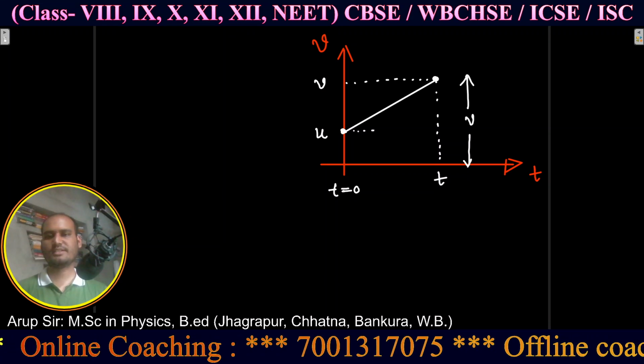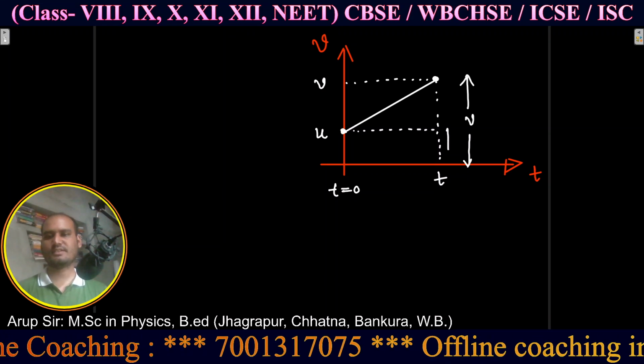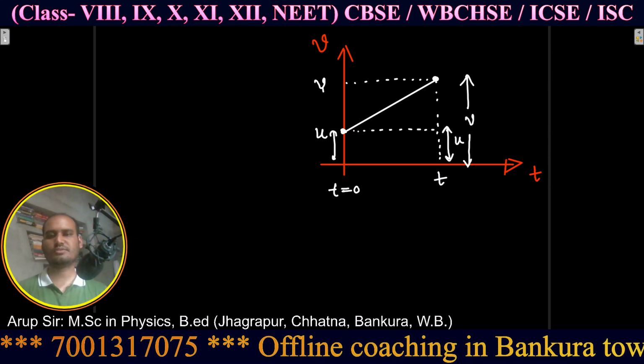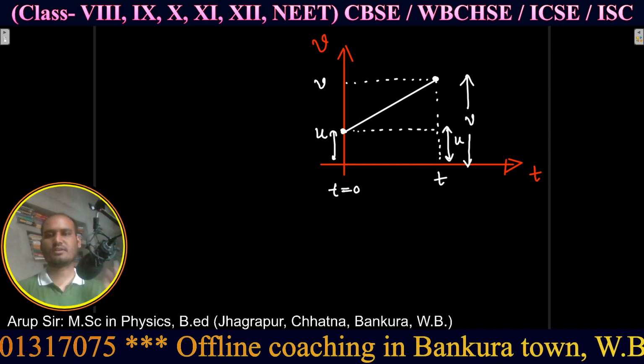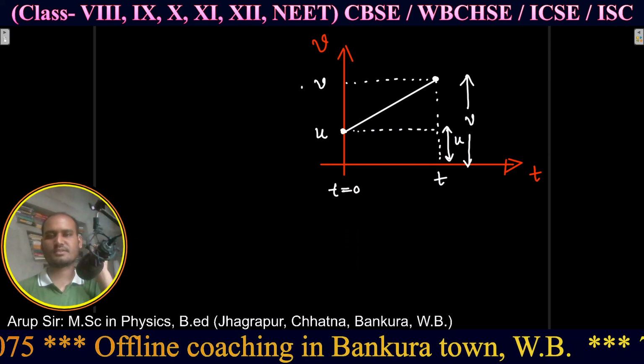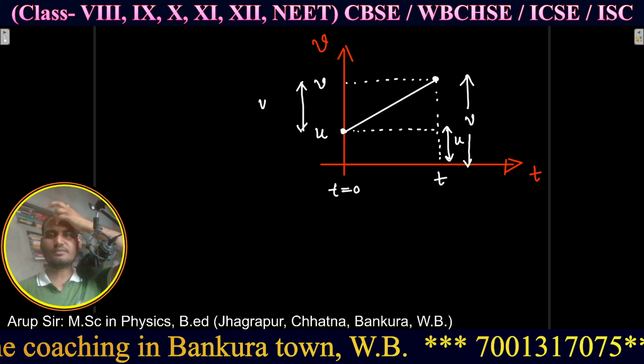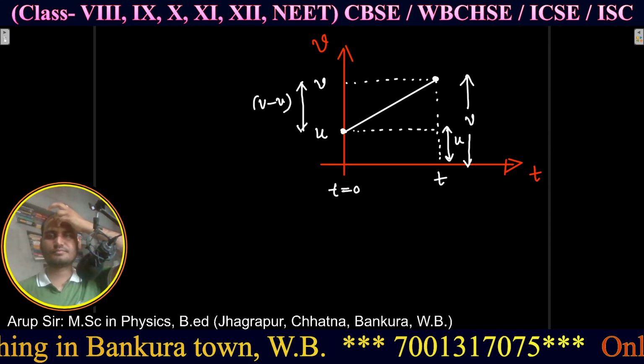If I join this line like this, then this is u, right? This is also u, this is v. Now what is the value of this one? That is v minus u. Simple, v minus u.